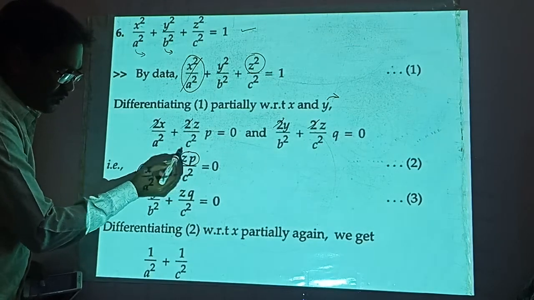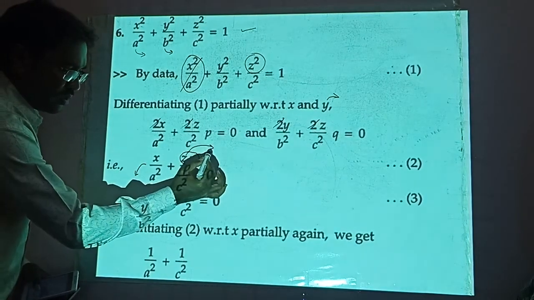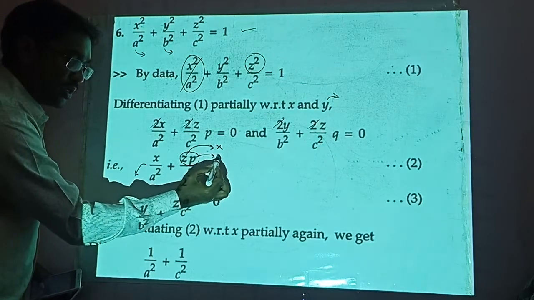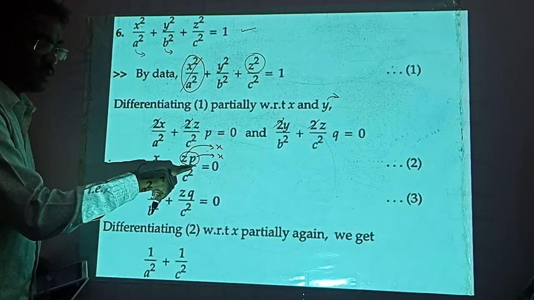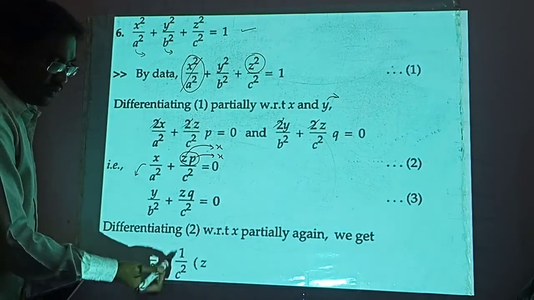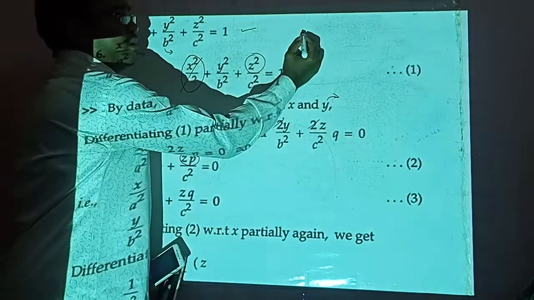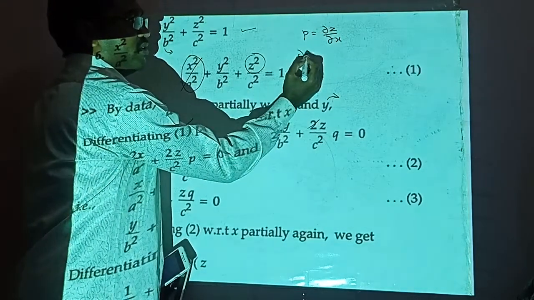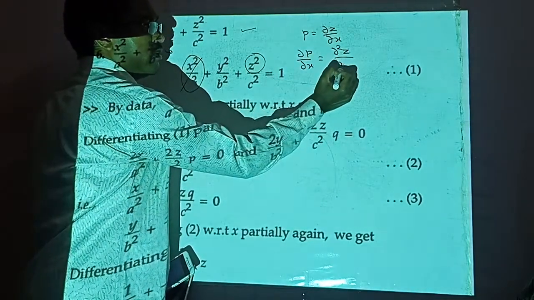If you want to differentiate this with respect to x, we need to use the product rule, because z is depending on x, and ∂z/∂x, that is p, is also depending on x. Z is a function of x, p, that is ∂z/∂x, is also a function of x. So we need to use the product rule. How do we use the product rule? First function as it is, differentiation of p. What is p? ∂z/∂x. If you differentiate p once again, what you get is ∂²z/∂x².